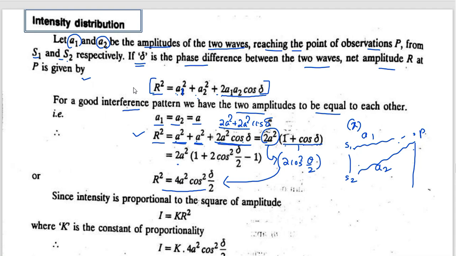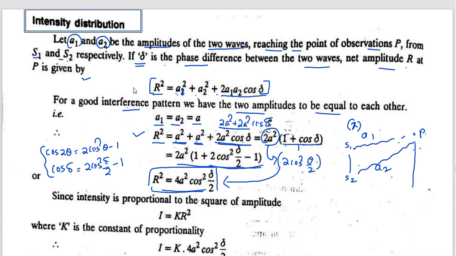Okay, also you can use this formula, cos 2 theta is equal to 2 cos square theta minus 1. Here we use cos delta equal to 2 cos square delta by 2 minus 1. So the answer will be r square equal to 4a square cos square delta by 2. What is delta? Remember, delta is the phase difference between the two waves.